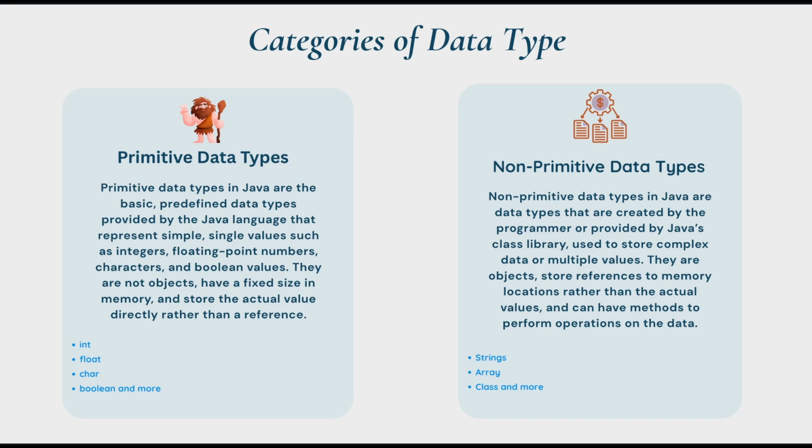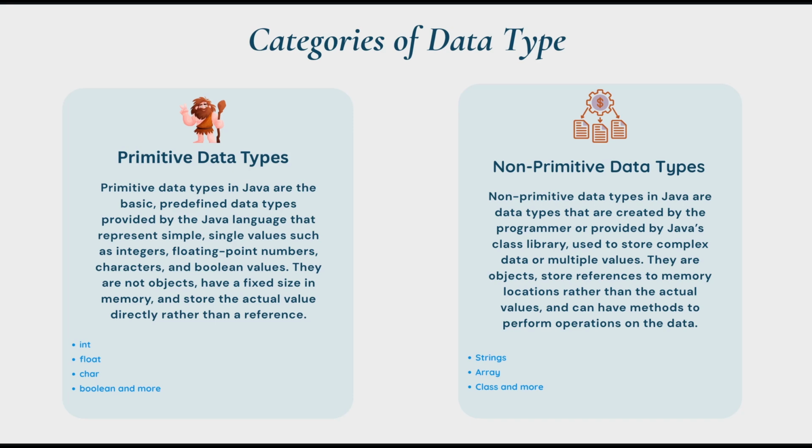Actually, they are not objects and they have a fixed size. As I have told earlier, it has a fixed size and you have to know the size to utilize your resources, and after that store the actual value directly rather than the reference. When you access your data, you are not accessing it through a reference, you are accessing it directly from the memory. And what are examples of primitive data types? Int, float, char, boolean and more.